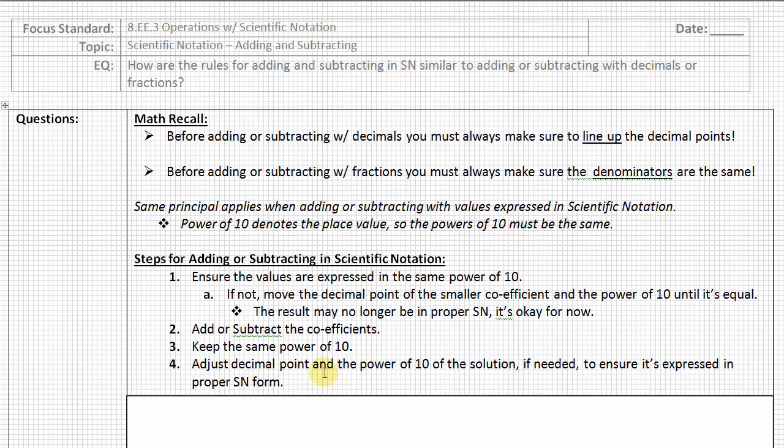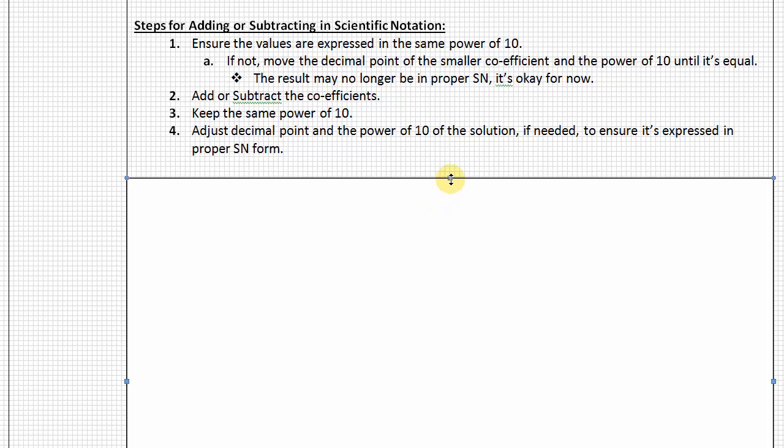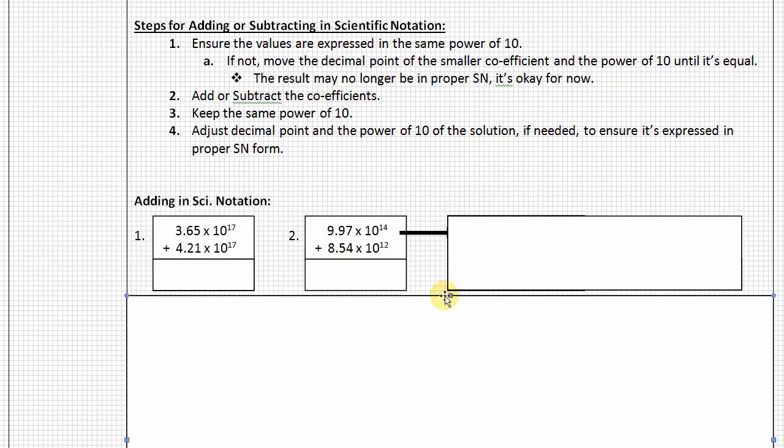So again, if you need to, feel free to pause the video here, make sure your notes are complete and that you have all 4 steps, and then we're going to go through a couple of examples of adding in scientific notation. Here are 2 problems that I've set up for us. Let's take a look at the first. We're going to copy this problem down. We have 3 and 65 hundredths times 10 to the 17th power being added to 4 and 21 hundredths times 10 to the 17th.